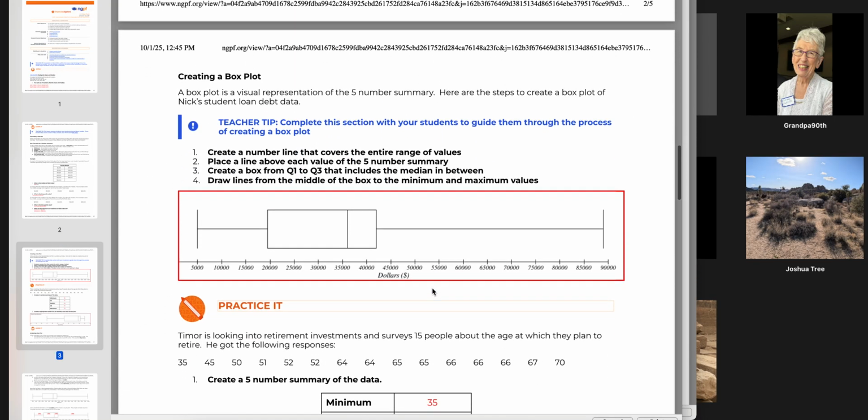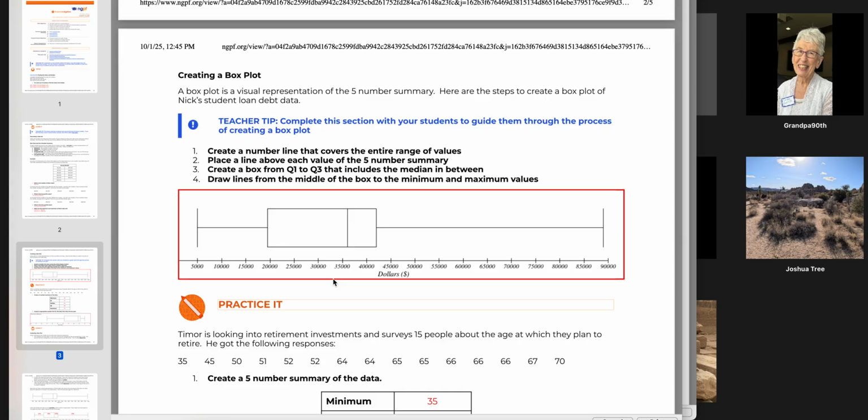Okay, so here is what the box plot looks like. What you're looking at is the bottom, which is the minimum. Then you have the first part of the box, which is your quartile 1, which was the 19,500. Then you have your median, which is the 36,000. And then you have your quartile 3, and then your maximum. You'll notice that the box makes up the quartile 1, the median, and the quartile 3, and then the minimum and the maximum make up the whisker part, or the end of the box plot.